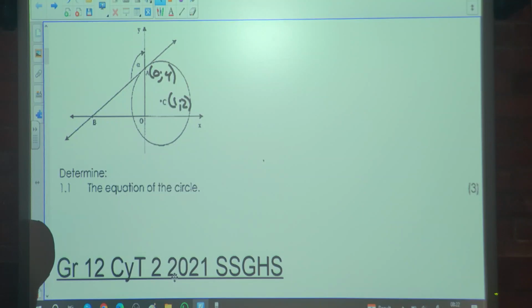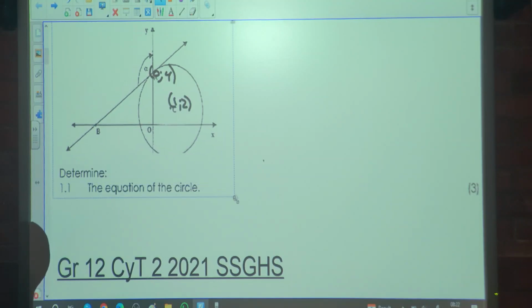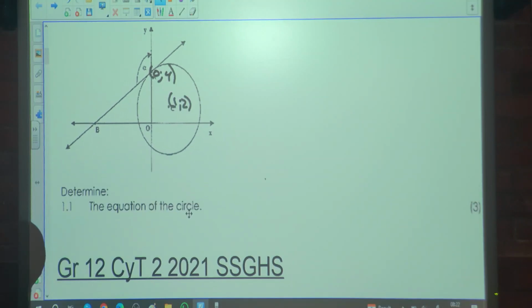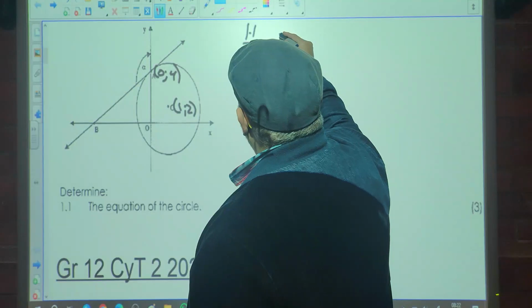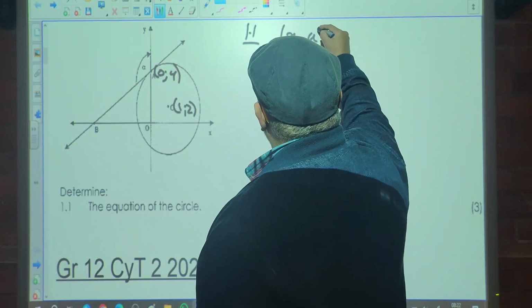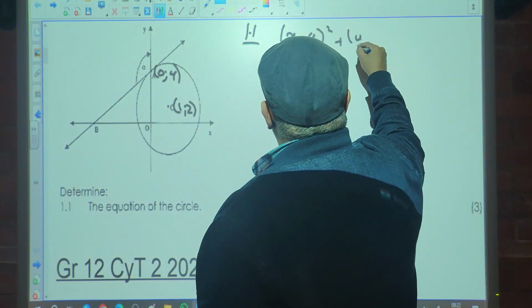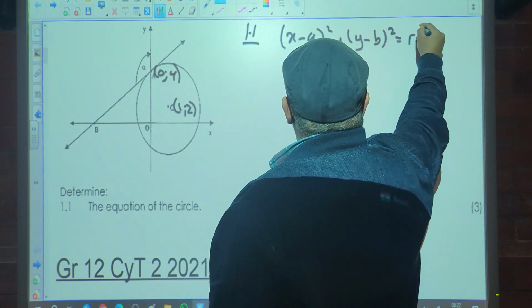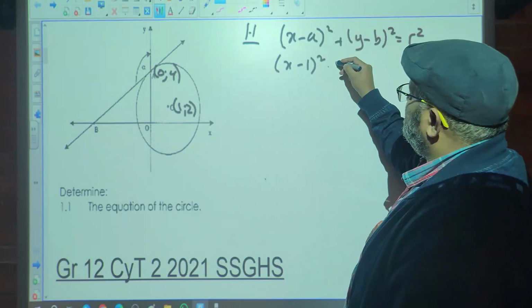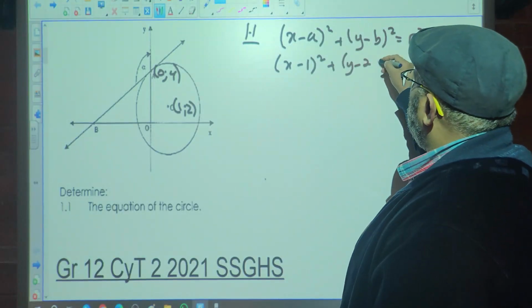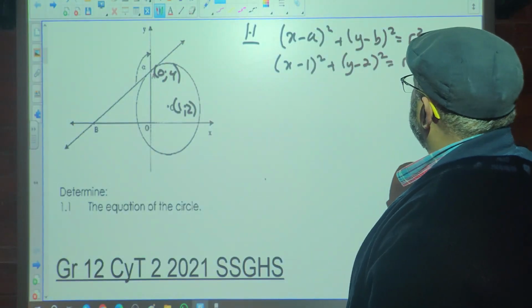Okay, so is this circle at the origin? The center at the origin? No. So it follows the formula (x - a)² + (y - b)² = r². So I'll have (x - 1)² + (y - 2)² = r².